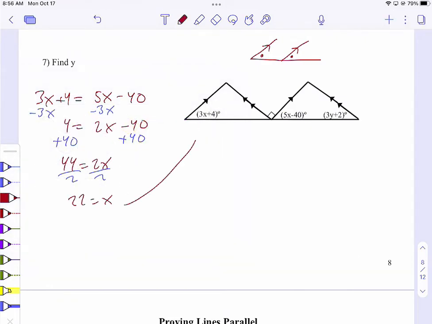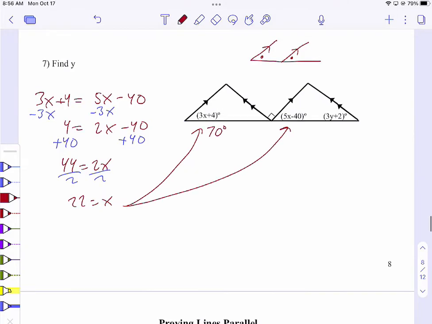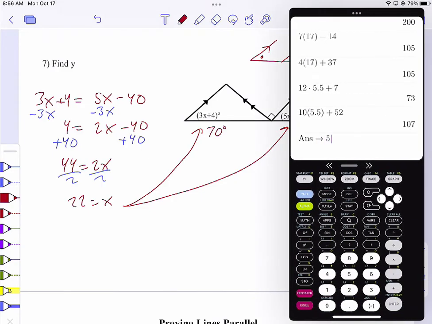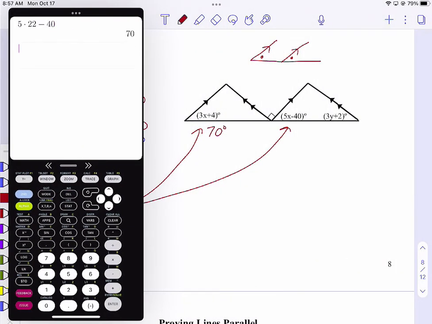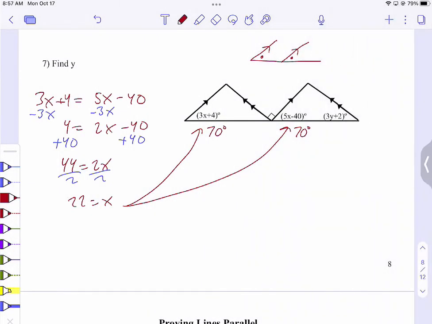You get 22. When you plug that in, that gives you 70. Let's do 5 times 22 minus 40. That should be 70. Oops, I have an issue in there. Okay, 70. Just making sure. I got 70 for both of them.